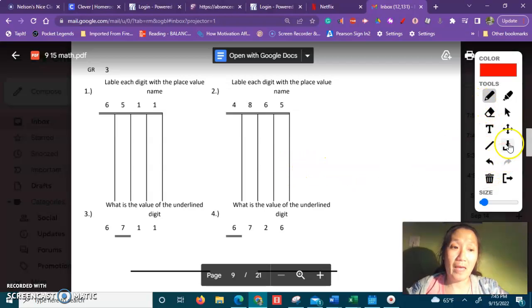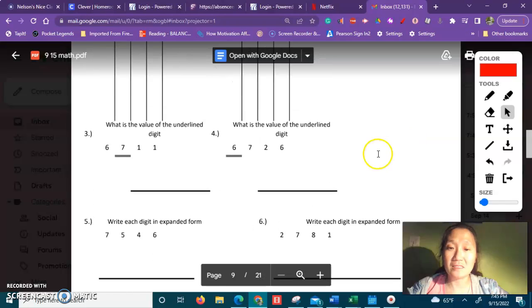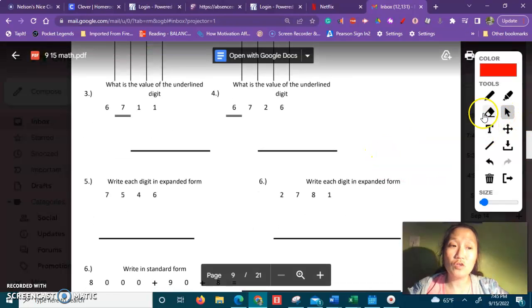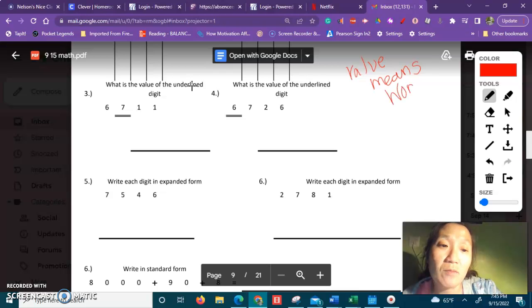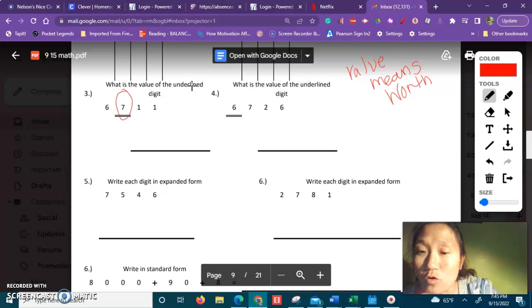Looking now at the next problem, we're looking again at the value of the underlined digit. Value means worth. What is something worth? What is that digit worth? Well, you know that that digit is sitting in the hundreds place value. So you know that it's worth 700.